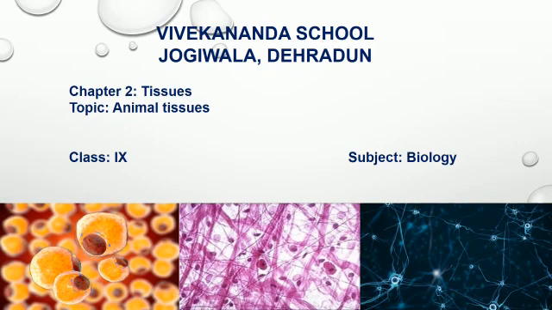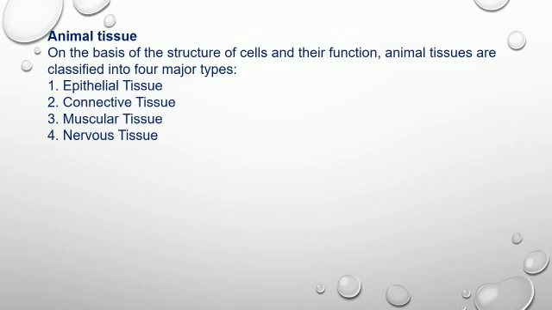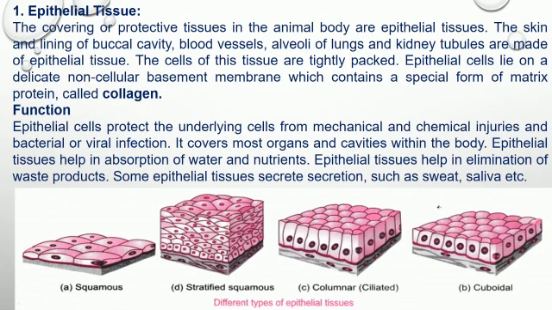Topic we are going to discuss is animal tissues. On the basis of structure of cells and their functions, animal tissues are classified into four major types: epithelial tissue, connective tissue, muscular tissue and nervous tissue. Now, let us discuss the epithelial tissues in detail.